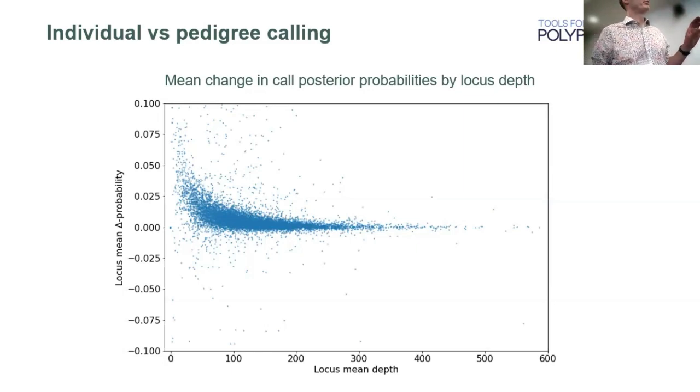And what we're showing there is really the expected result. When the locus mean depth is the lowest, so the sequencing depth is the lowest, we get the biggest improvement in posterior probability from our more informative prior. That's the kind of thing you would expect. I think the important thing here is that if you have high sequencing depths like what you have here, then you may actually not get much improvement from the pedigree information. This is something that's more useful when you have lower sequencing depth.